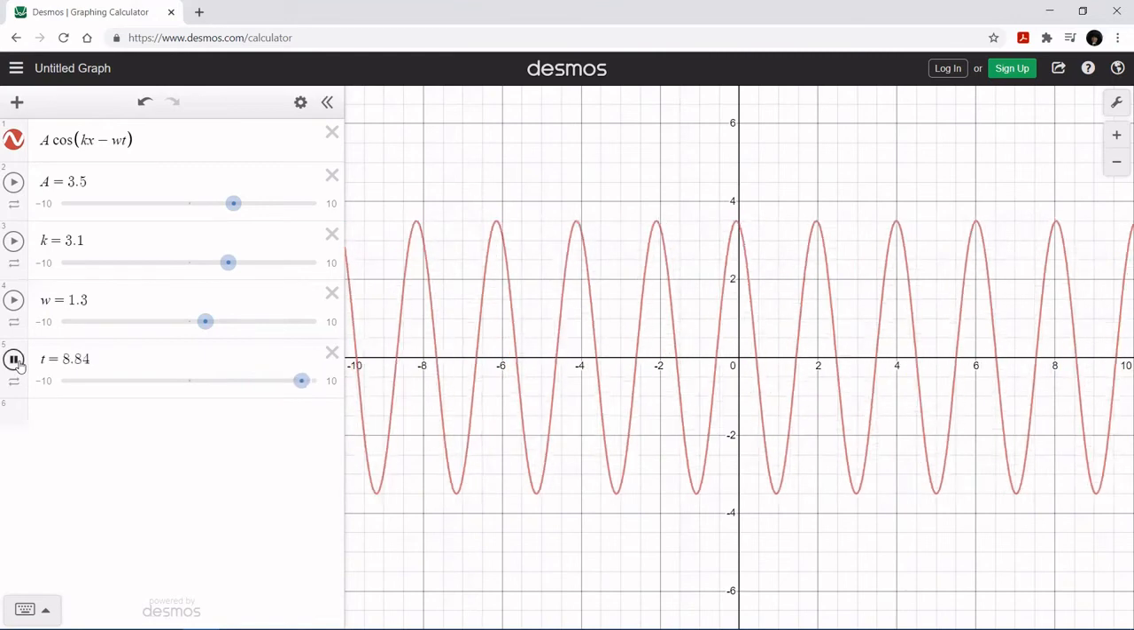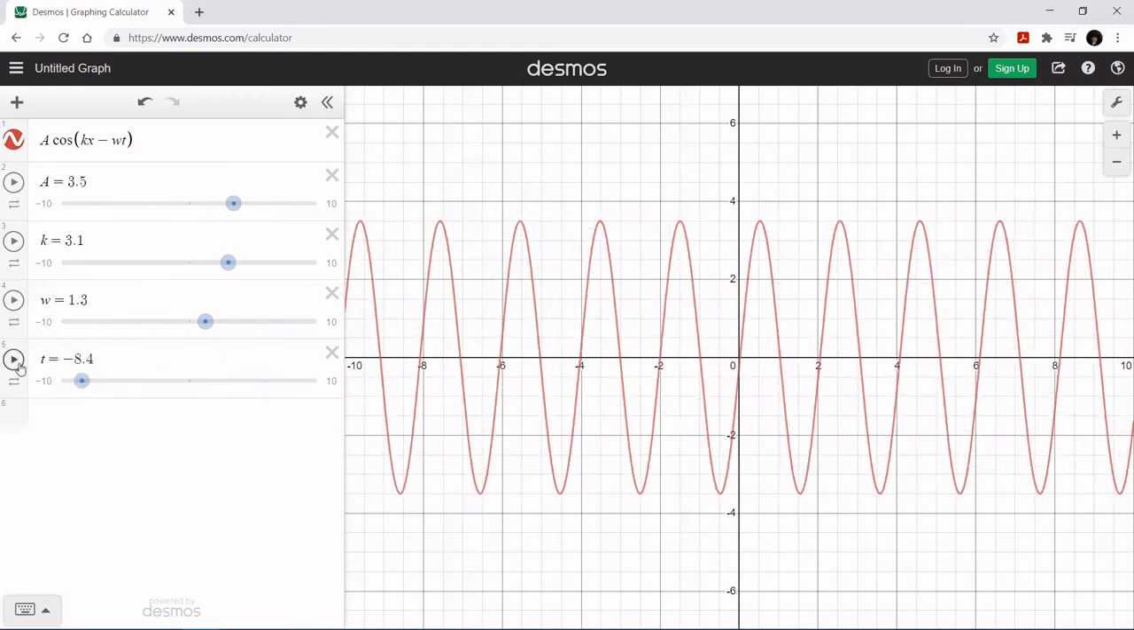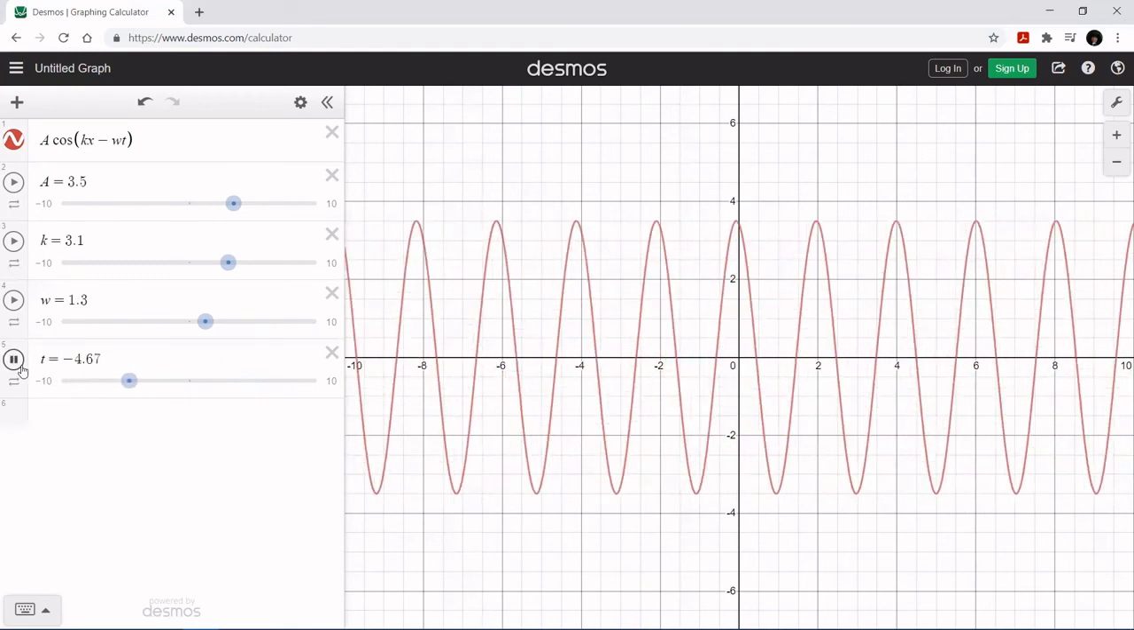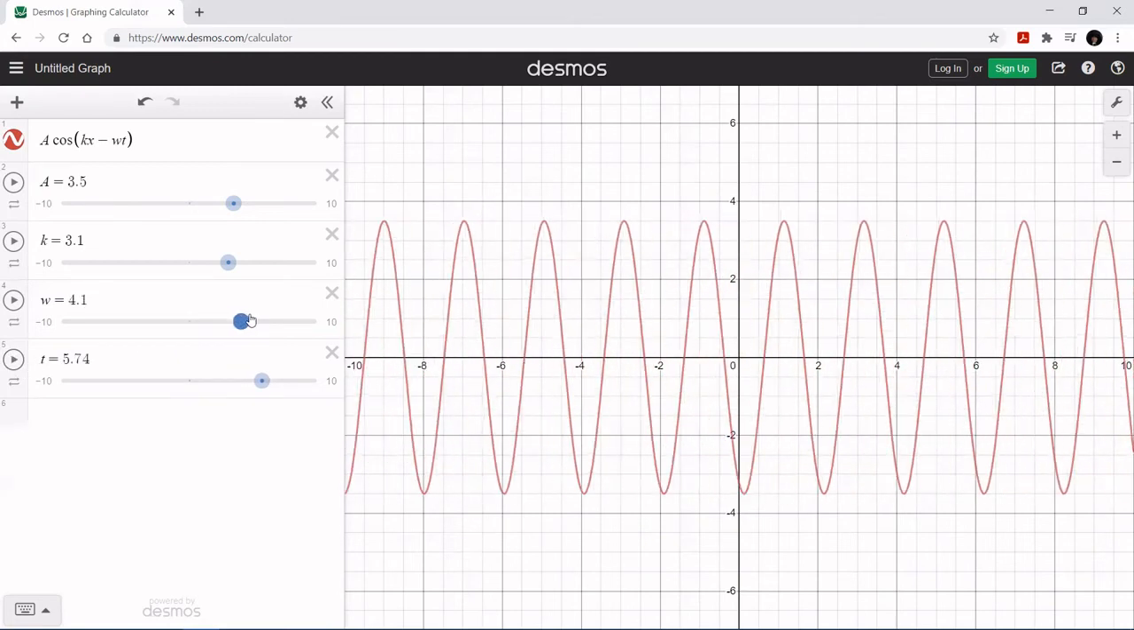It's kind of tough to do, isn't it? Because your eye tends to be caught up with the motion of the wave as a whole, when I'm really asking you to focus on that one point. Hopefully you're able to do that. So watch what happens when I now increase omega.